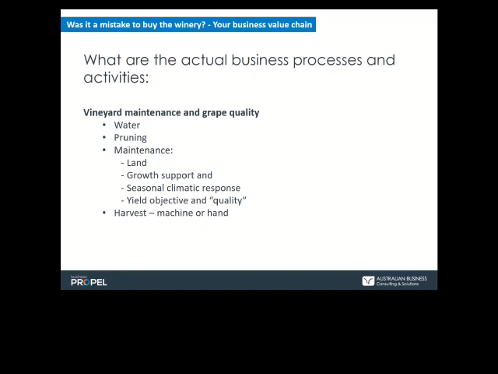When we get to achieve a yield and objective and a quality, we then come to a very commercial issue. How do we harvest it, by hand or by machine?